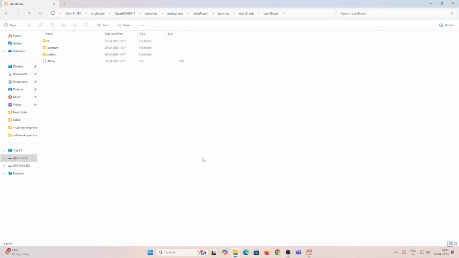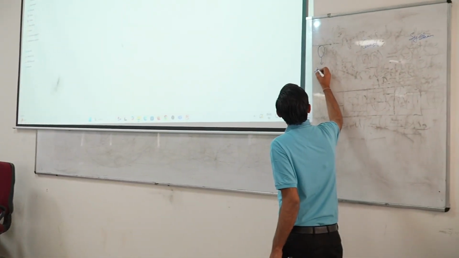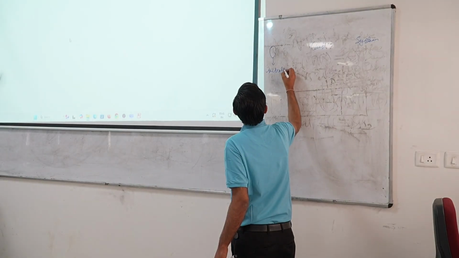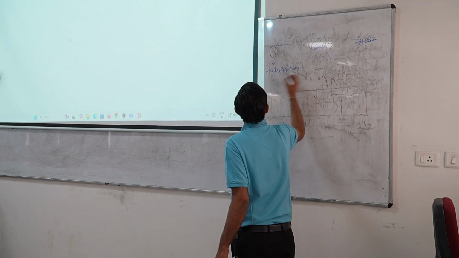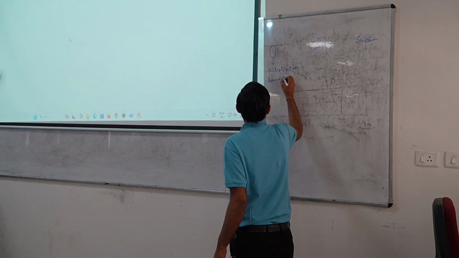Zero, constant and system. So you can understand that the zero folder is the one whose name itself is specifying something. The zero folder is one where we can do initialization of various field variables, and where we can also apply the boundary conditions. So typically the files stored in the zero folder contain data with reference to initialization and the boundary conditions.